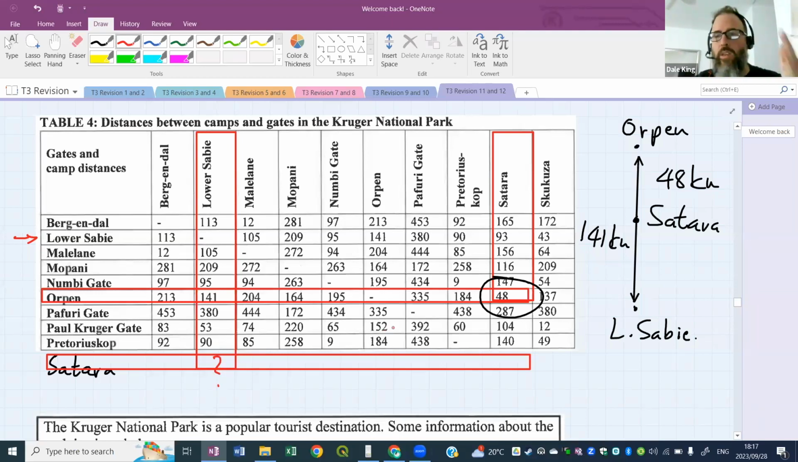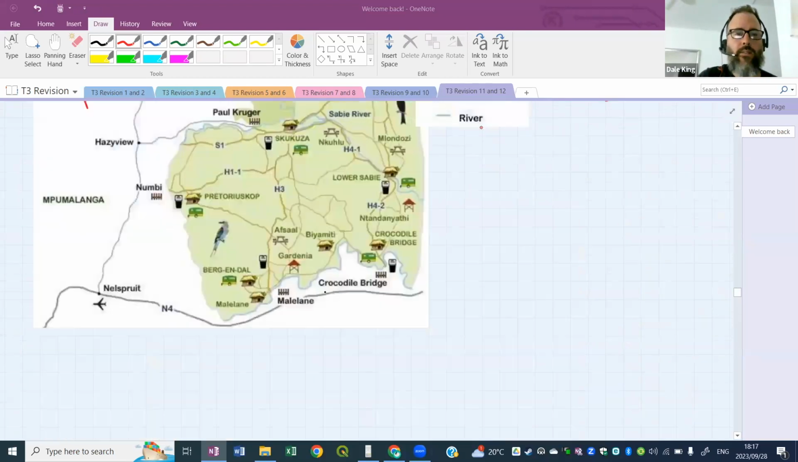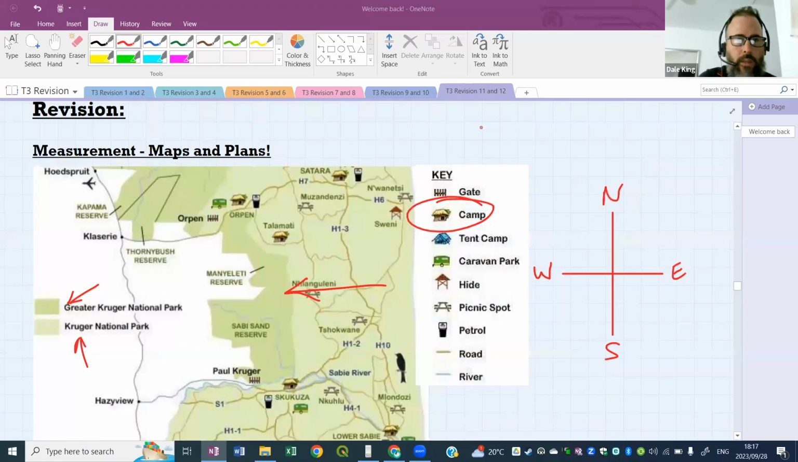So we know that there's a stopover at Satara, and we know you can go all the way to Lower Sabi. And this value is 48, and this value is 141. So yeah, I would say that it's correct. I would say it's correct because it's a short distance to Satara, which is 48, but it's 141 to Lower Sabi. So I would say, yeah, we can confirm that Satara is on the way to Lower Sabi. Okay, because if you go from Orpin, yeah, I wonder if we can confirm it on the map. There's Satara there.